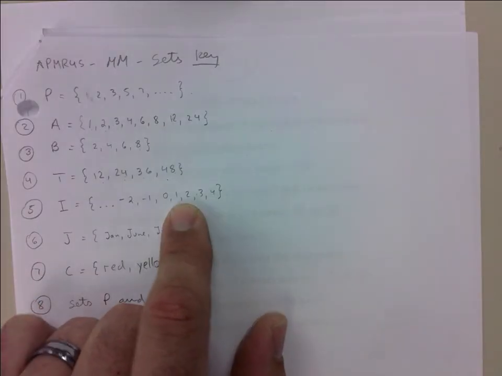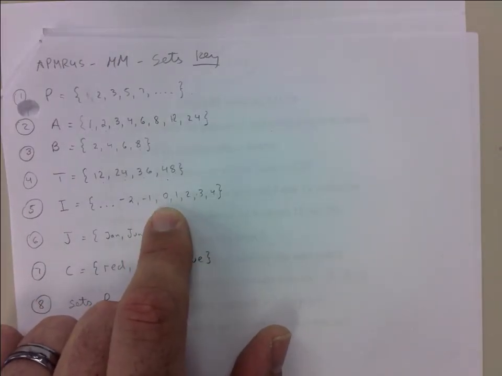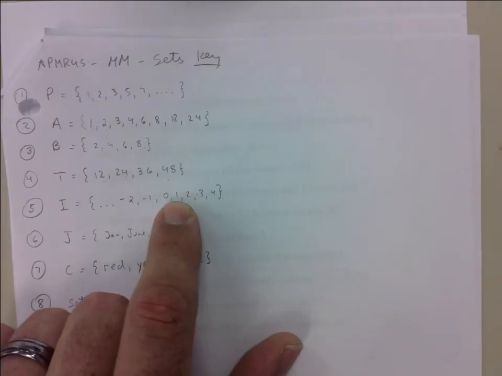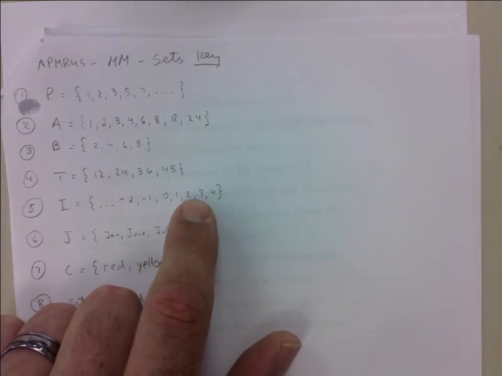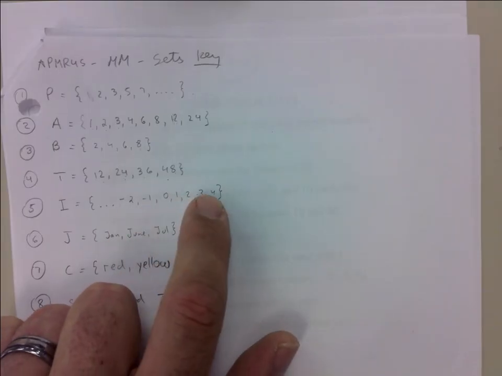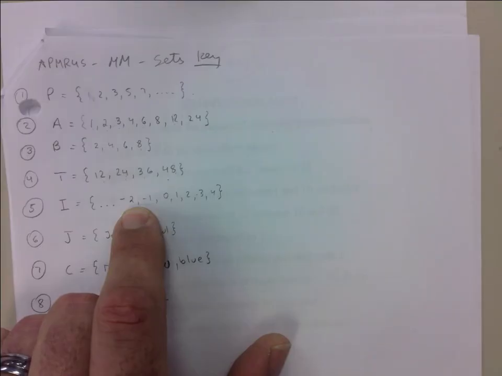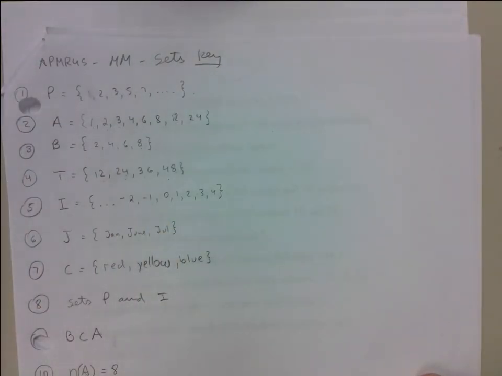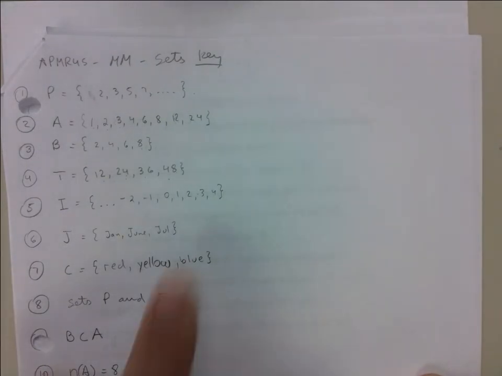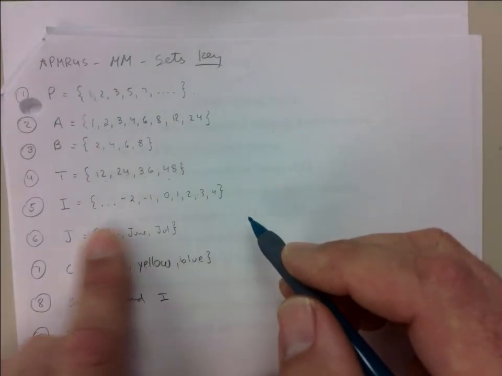If you don't have as many numbers as I have listed, that's fine. For example, let's say you just had dot, dot, dot, 3, 4. I would be fine with that. I think it would be important to have a few negatives because integers include negatives. But I don't think I would mark it wrong if you have dot, dot, dot, 3, comma, 4, as long as you stop at 4.